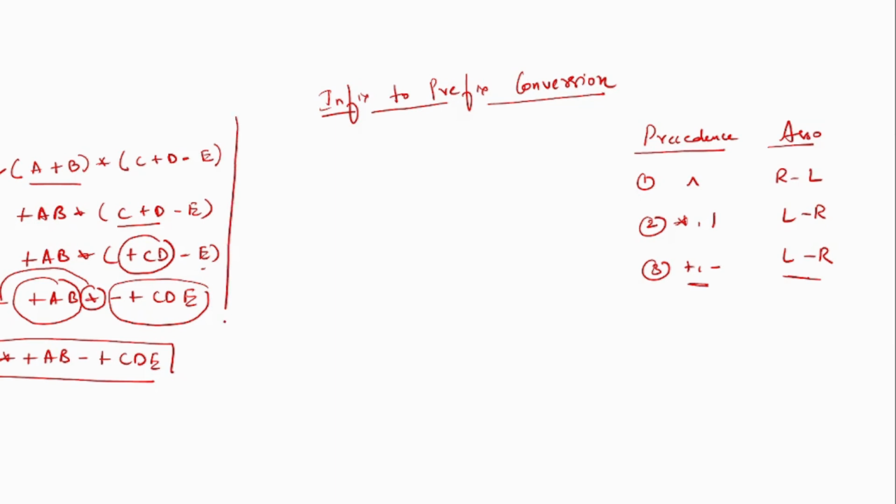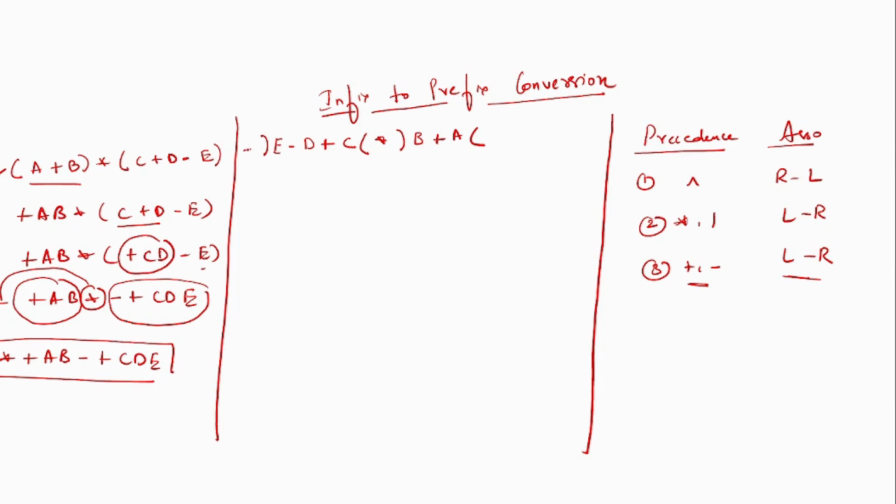To solve it using a stack, I will just need to reverse the expression again. So I will reverse it here itself. Carefully let us write the reverse expression. I will say close bracket E minus D plus C open bracket star, close the bracket, close the bracket here again, B plus A open. So close bracket E minus D plus C open bracket star close bracket B plus A open bracket.